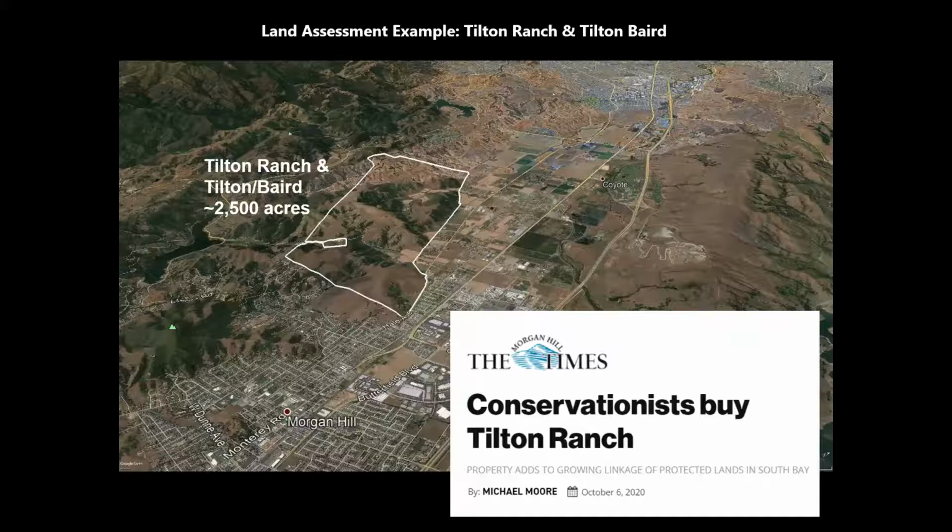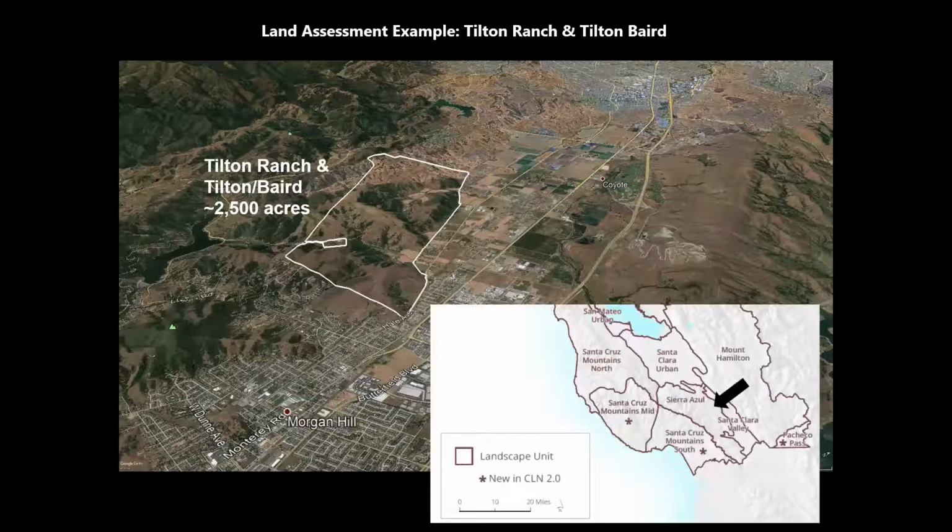And we're going to use this Tilton Ranch, which was just conserved earlier this month, and it is in the Sierra Azul landscape unit. And that's one of those 36 geographies, the organizing unit for the Conservation Lands Network, these landscape units.